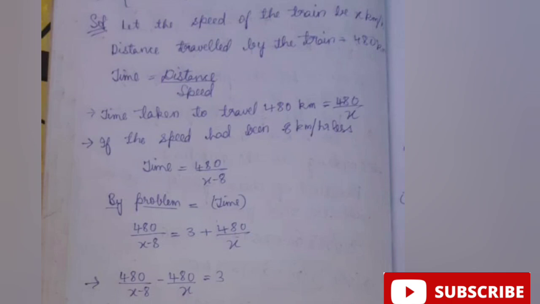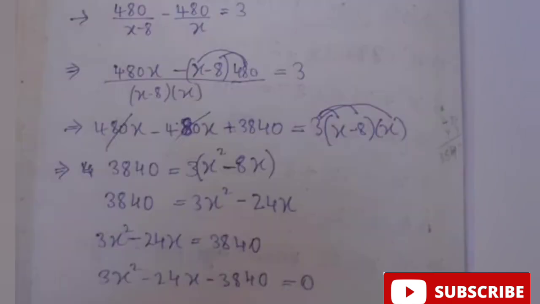Now by the problem, they gave in terms of time. What did they give? They gave that the speed of the train is 8 km per hour less. So it will be distance by speed, which is 480 by x minus 8 is equal to 3 plus 480 by x. Right? Now to send this 480 by x to that side, so it becomes 480 by x minus 8 minus 480 by x is equal to 3. Now take the LCM of x minus 8 and x. x minus 8 into x divided by x minus 8 is x. And x minus 8 gets cancelled, so you are left with 480x, and then you have minus, so write down minus, then you have x minus 8 into 480, that is you are taking the LCM over here, right, is equal to 3.